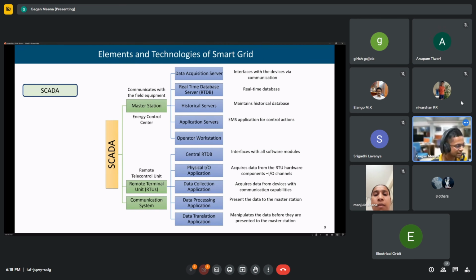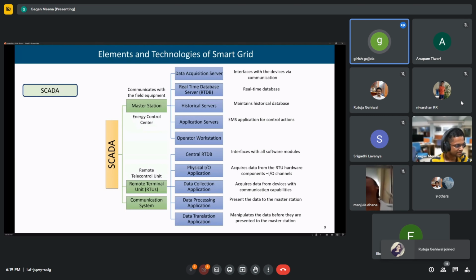Sir, SCADA systems presently work on the IEEE 61850 protocol, right? For every substation automation. In the substation, data is collected by the IEDs from each equipment, and that is sent to the RTUs in the substation itself, right? Yes.